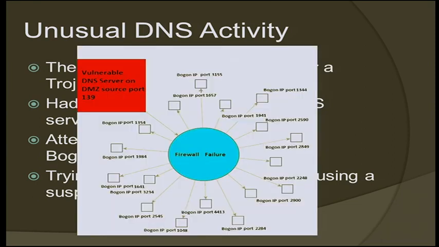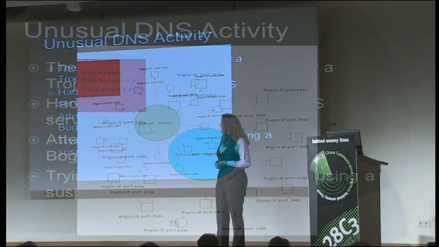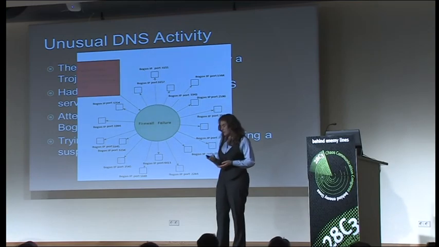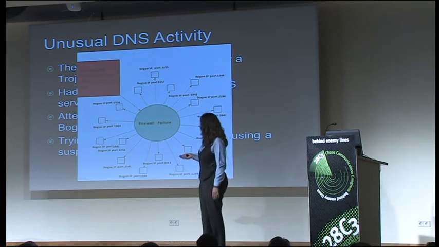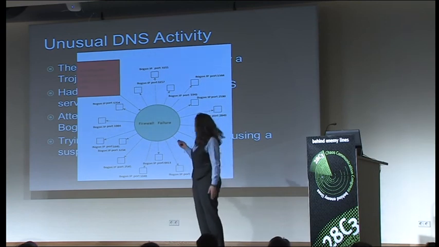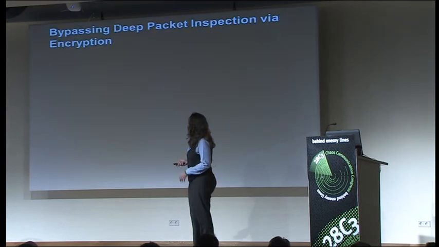So here we have their DNS server. I saw that all of the traffic for these particular IP addresses was coming from source port 139. It was a publicly available DNS server, and their internal clients used it. The DNS server was compromised. They went ahead and took it down, re-imaged it, and set it back up.